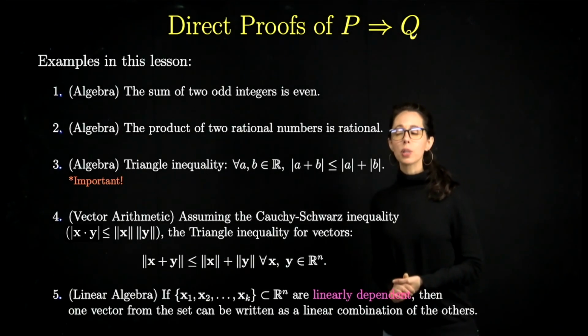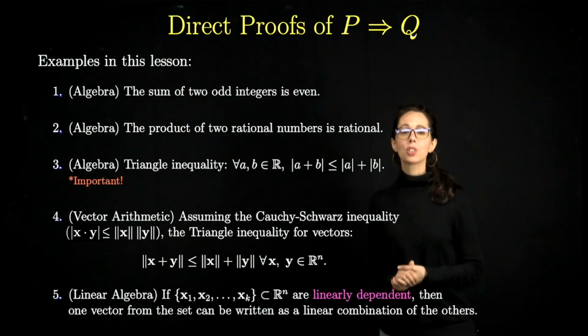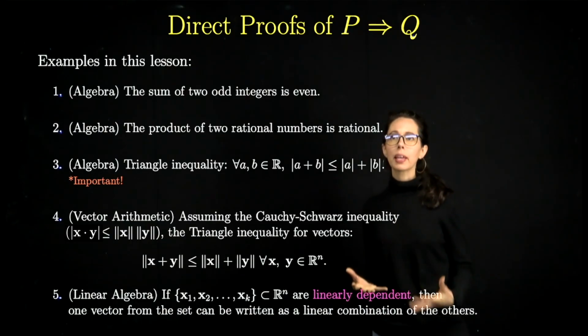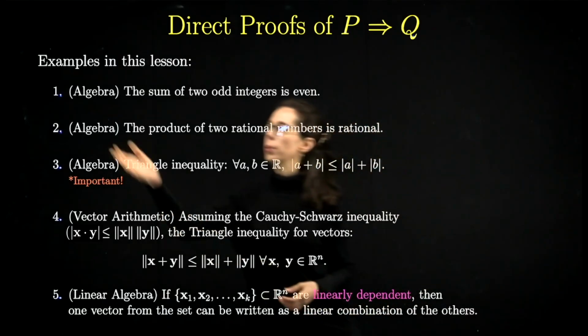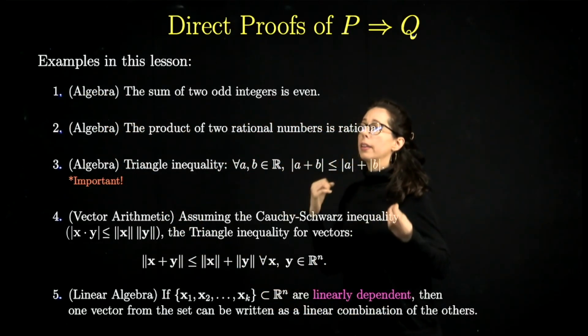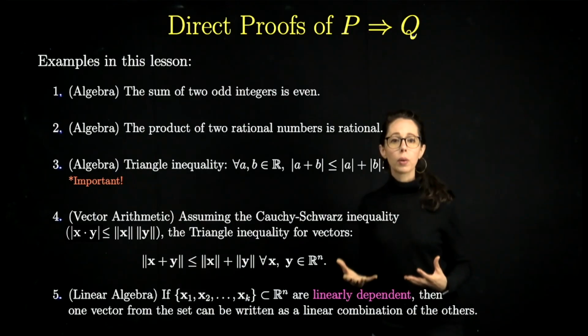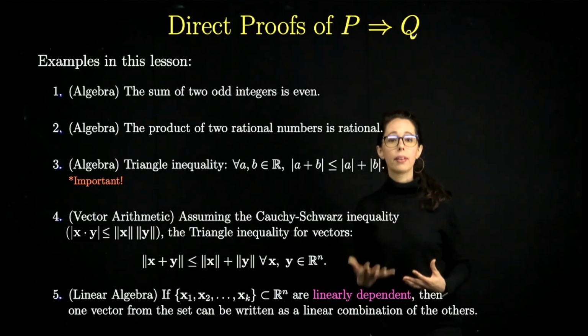In this video, we are going to work through 5 examples of writing direct proofs of an implication of the form P implies Q. The first 2 examples are fairly fast, and I expect everyone watching this to be able to follow the math involved.